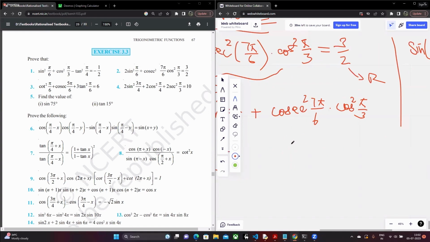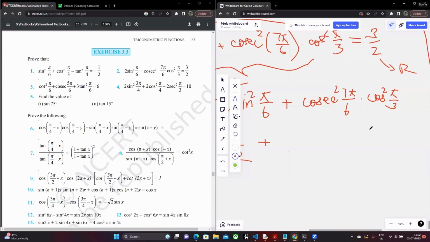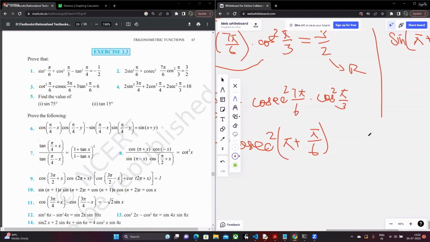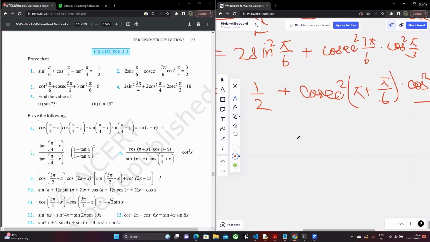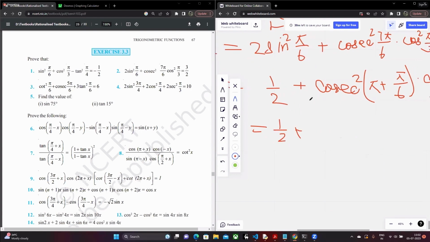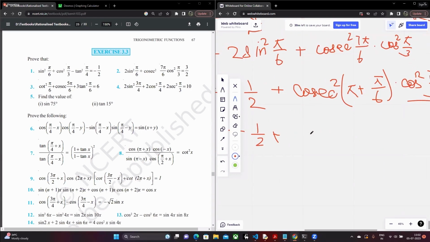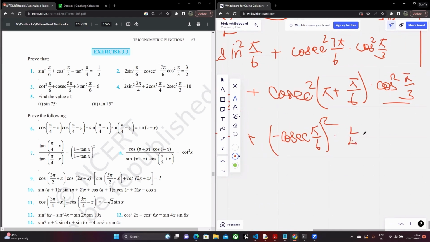Right. So this can be represented as cosecant squared of pi plus pi by 6 times cos squared pi by 3, right? Again, this is cos squared of 60 degrees, that's 1 by 4, as I stated earlier in the first question. So this is basically half plus cosecant squared of pi plus pi by 6, that is minus cosecant pi by 6 the whole squared, into 1 by 4.